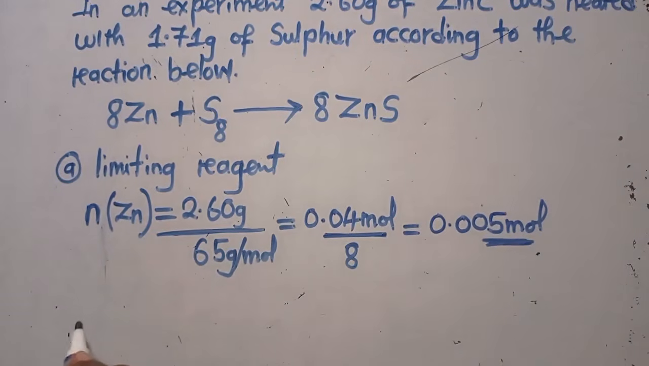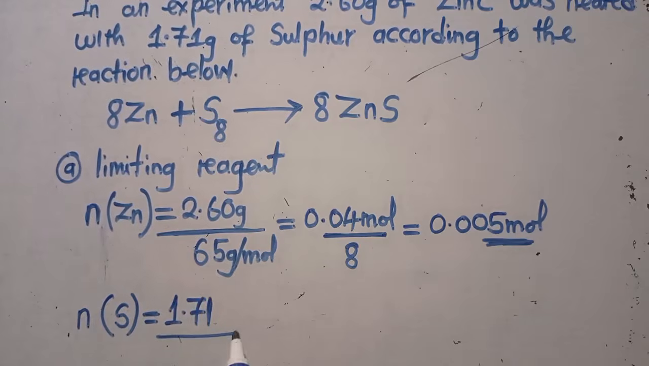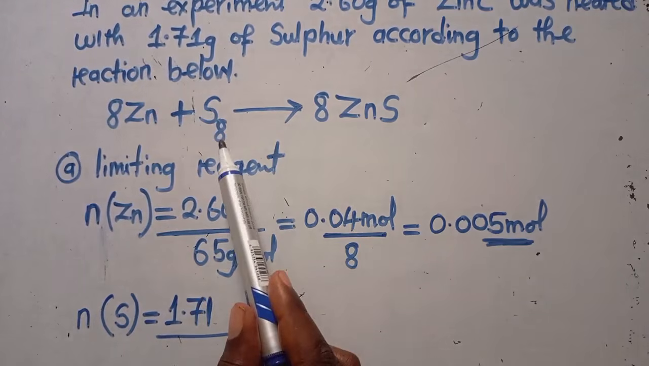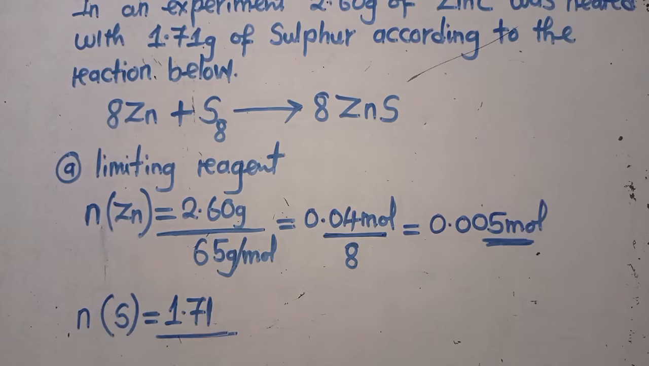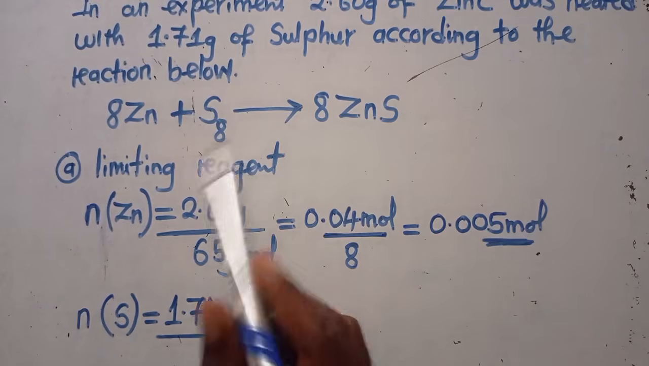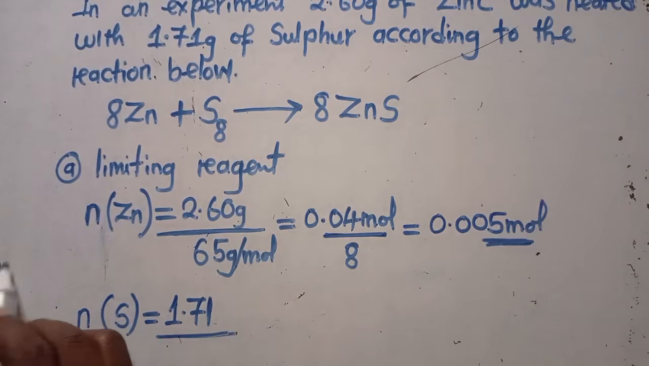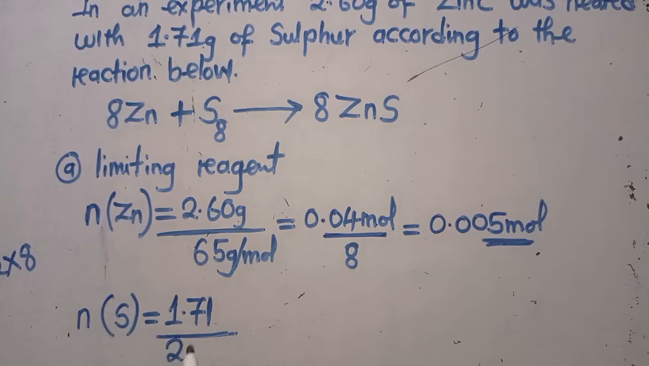Number of moles for sulfur. This is equal to mass, 1.71, over the molar mass. Sulfur is S8, and sulfur has got 32. Since it has 32, we multiply 32 by 8. What is the answer? 256. So this is the molar mass, 256 grams per mole.